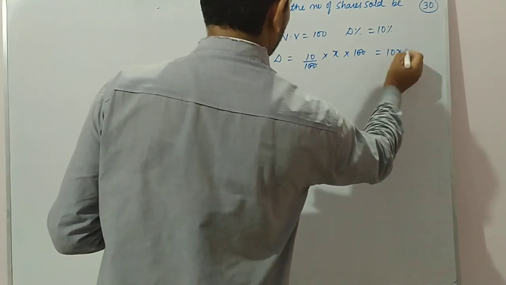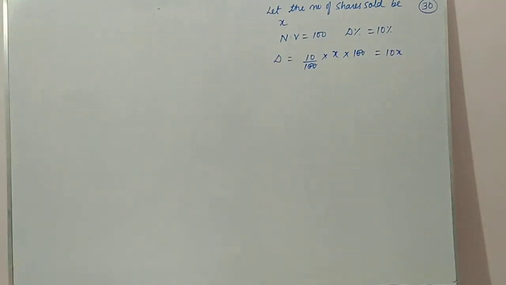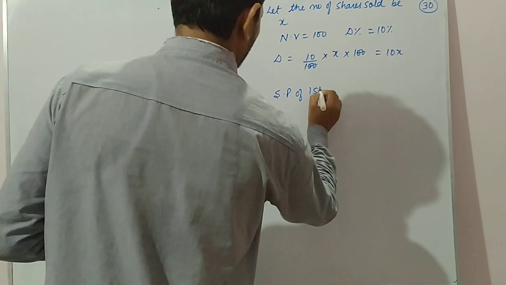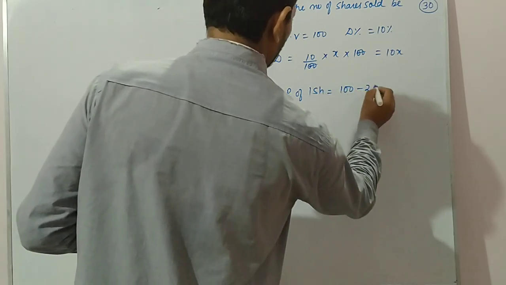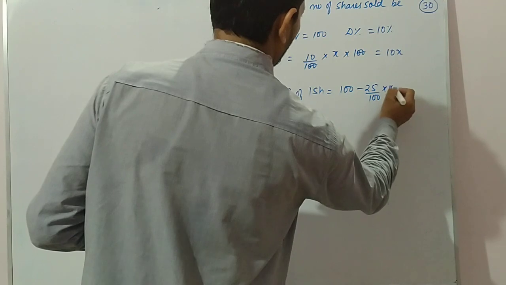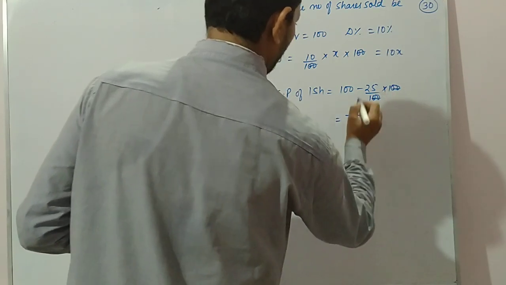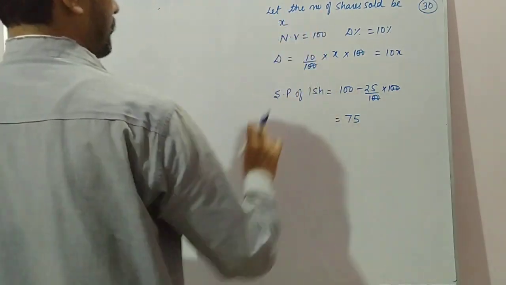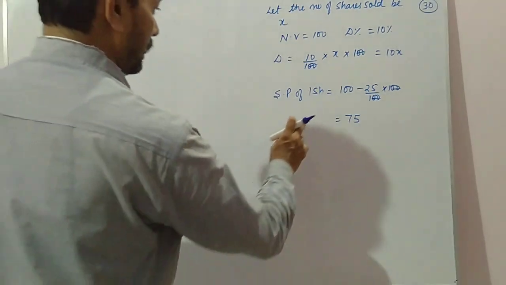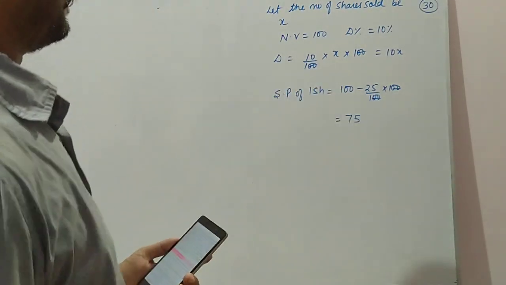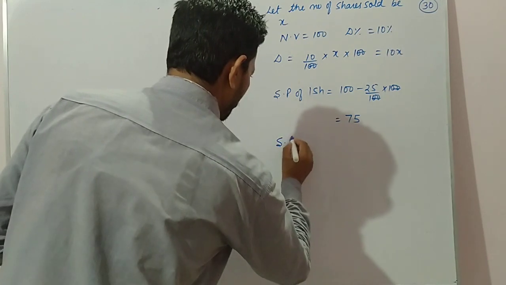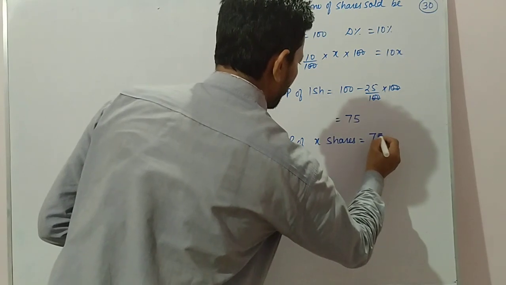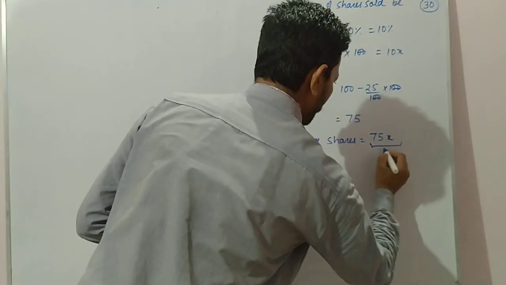This is 10x. Now, he sold the shares at a discount of 25%. So, SP of one share, 100 minus 25% discount. This is 75. Now, this share, which is at a discount of 25%, at this price he is selling the shares. So, selling price of X shares, that is 75x. So, this amount will be what?